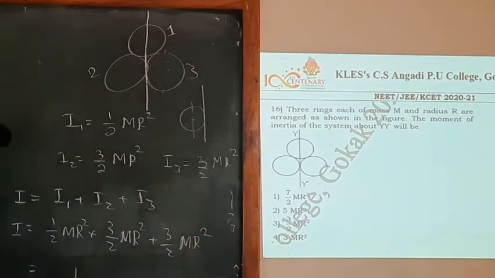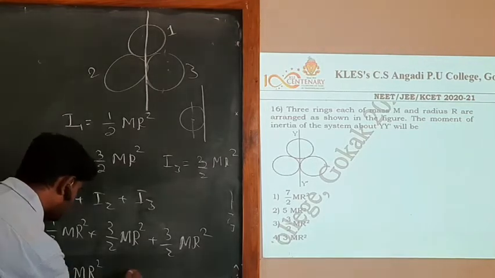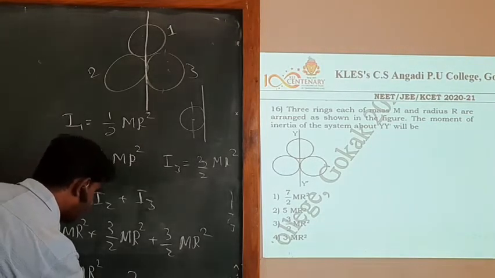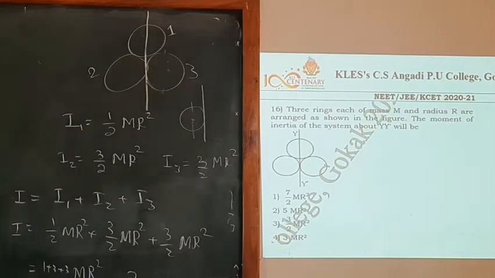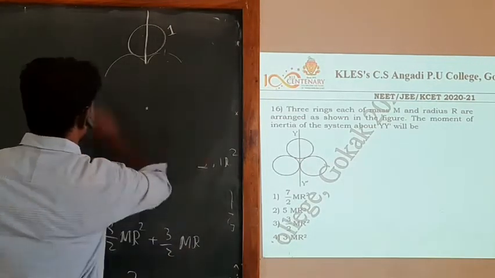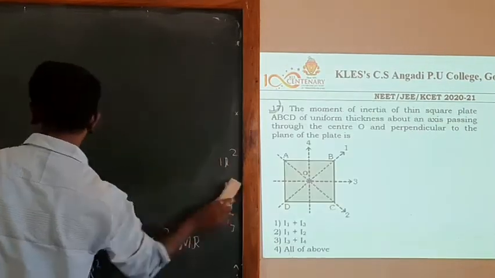So m r square is the common term and the denominator is 2. Then 1 plus 3 plus 3. So finally, this is 7 by 2 m r square. This is the moment of inertia of the entire system. Option first is correct. Next question.